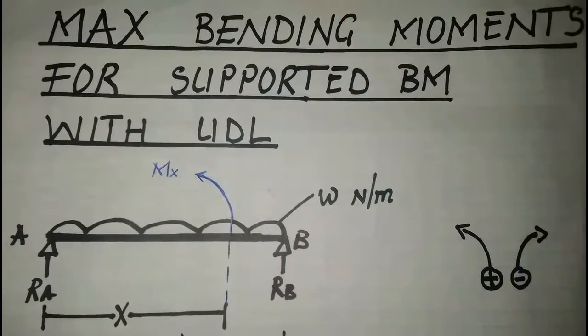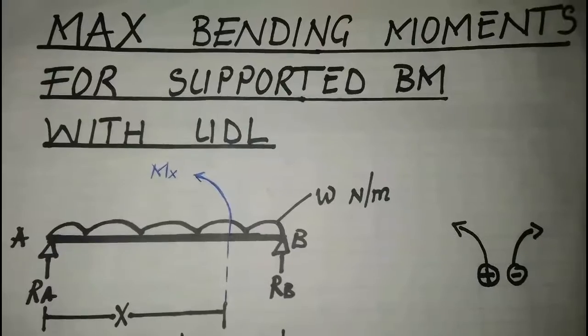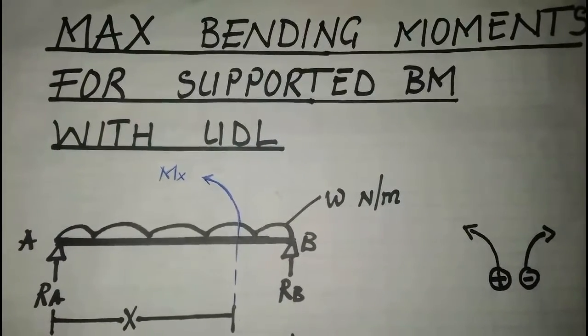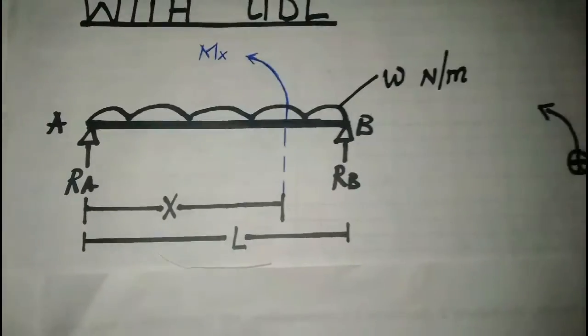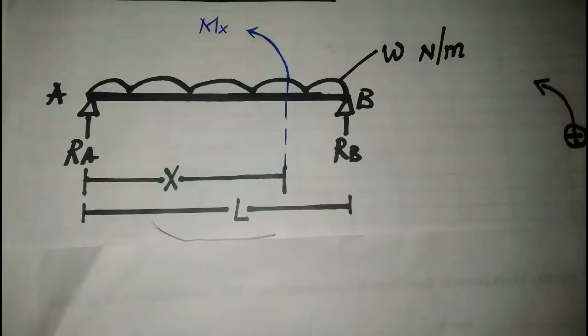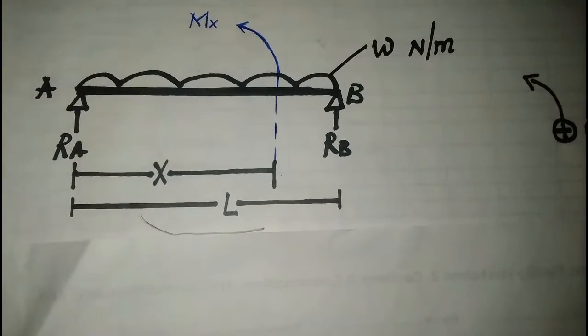In this video I'm going to show you how to derive the maximum bending moment for a simply supported beam with a uniformly distributed load. So this is the beam that we have, and we've got points A and B separated by L meters, and that is it.